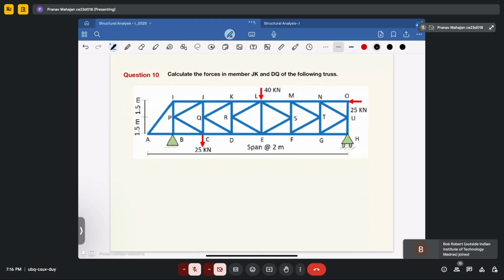In this, we have to determine the forces in members JK and DQ. JK is here in between, and DQ is also in between. If you try to use the method of sections and divide the section, you will get four forces in this member. I think you know how to use the method of sections: if you cut the truss into two parts, you take only the smaller part and solve the problem.